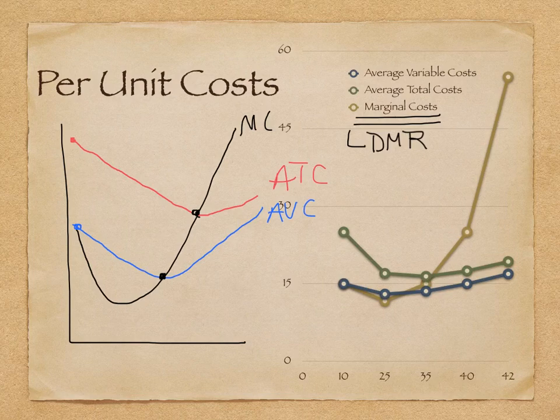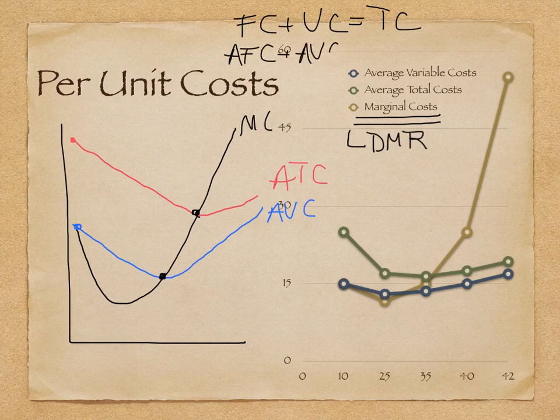You'll notice that the one graph that is missing from our per unit costs is the average fixed cost. Even though it's not typically graphed, it's available in our graph as well. You'll recall that fixed cost plus variable cost equals total cost, so we can similarly assume that average fixed cost plus average variable cost is going to equal average total cost.